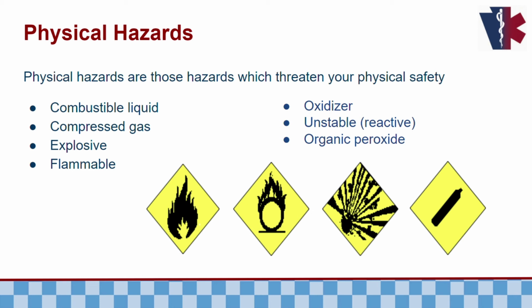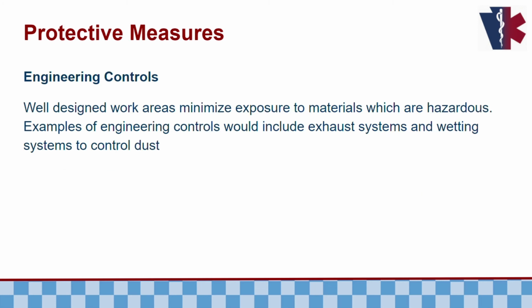Some chemicals can be physical hazards. Materials that are flammable or explosive are considered to be physical hazards. Protective measures are the steps or actions you and the organization take to reduce unnecessary exposure and limit the effects of exposure.